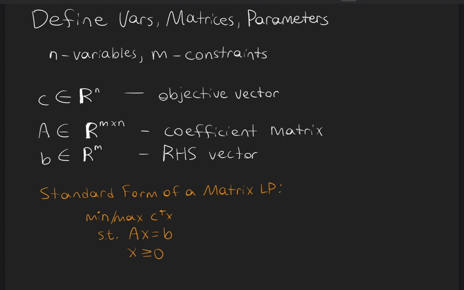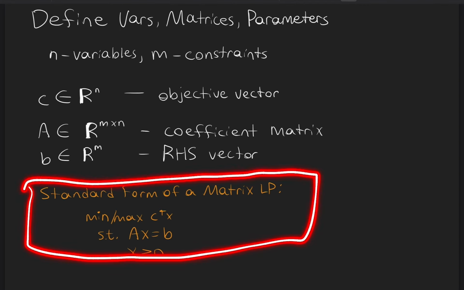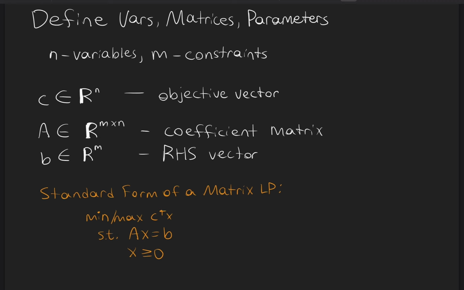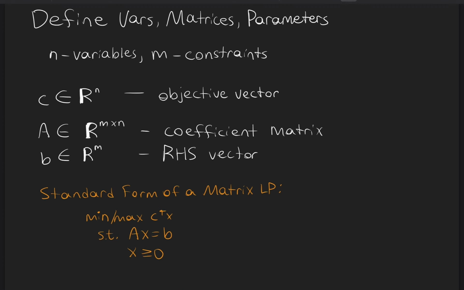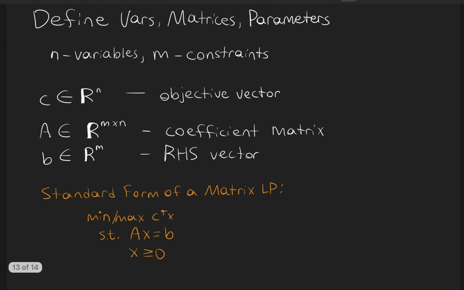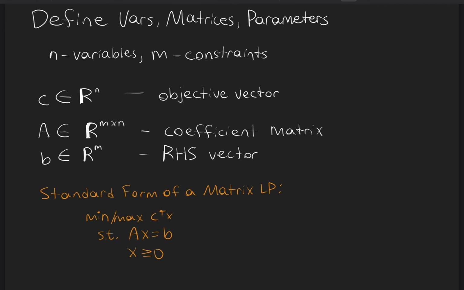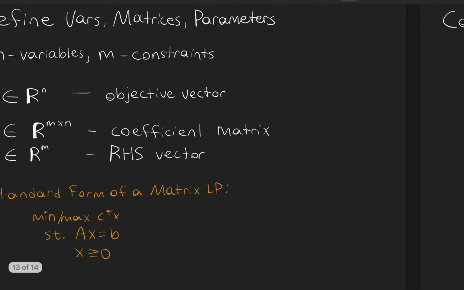So the standard form of a matrix linear program, even though we have already standardized our linear program, we should make sure that the linear program follows the rules of a standard form of a matrix linear program. They are the same, but it is always good to check and double check. So we are minimizing or maximizing C transpose times our decision variables such that A times x, our coefficient matrix, times our decision variable, is equivalent to our right-hand side vector. And we have our decision variables, all greater than or equal to 0, following standardization rules.